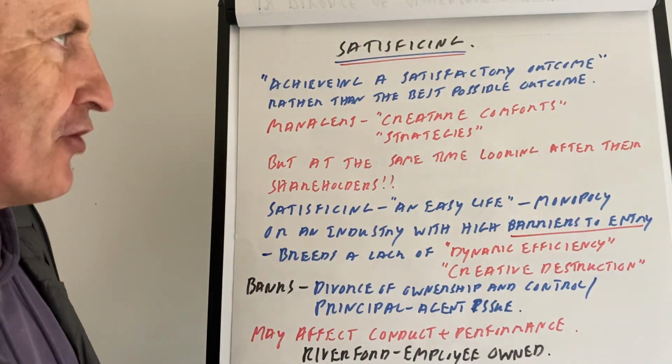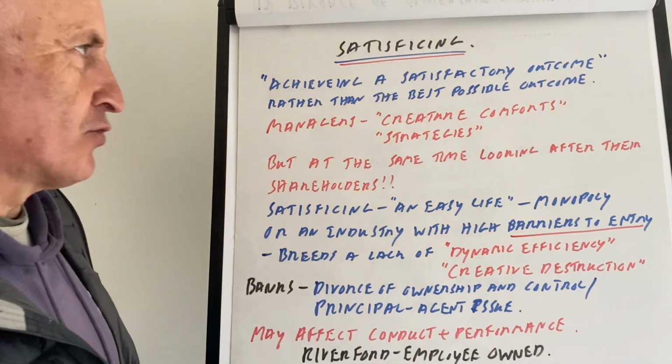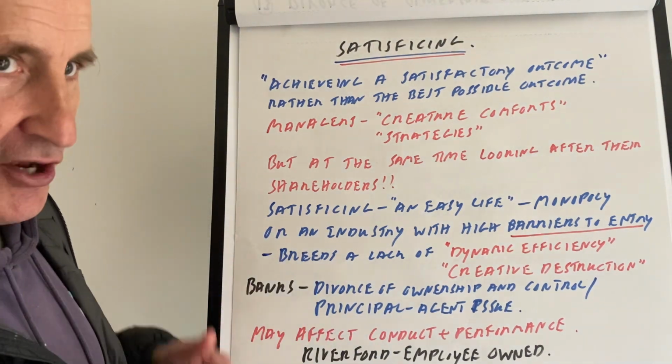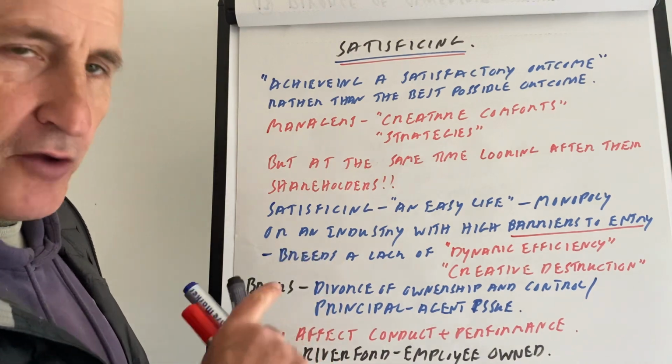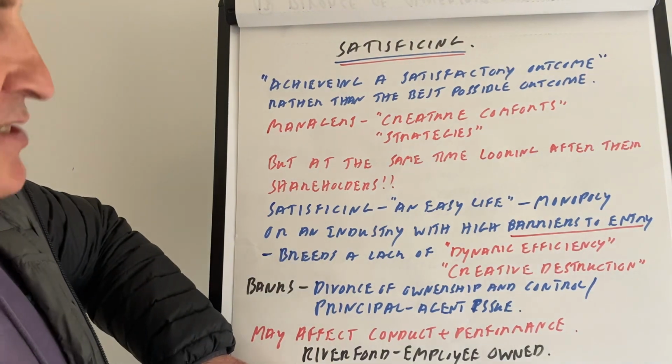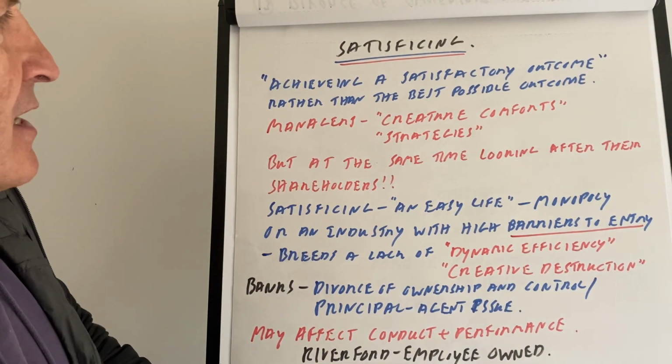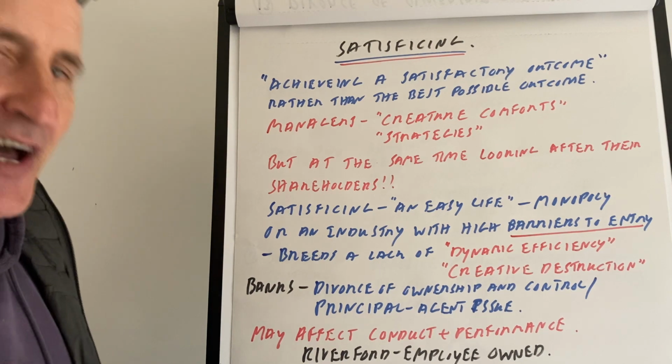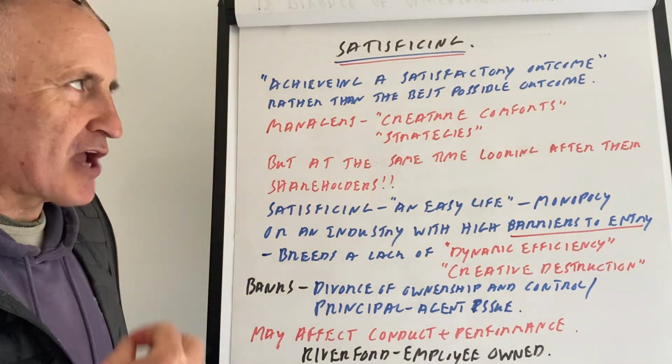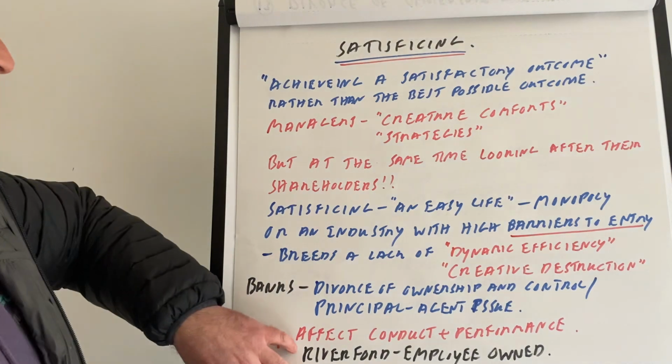If you take Riverford, they look after all of their stakeholders. They don't actually have shareholders, but they look after their workers, they look after the community. They give money to food banks, etc. Okay? So satisficing is creating a satisfactory outcome for everybody within the firm.